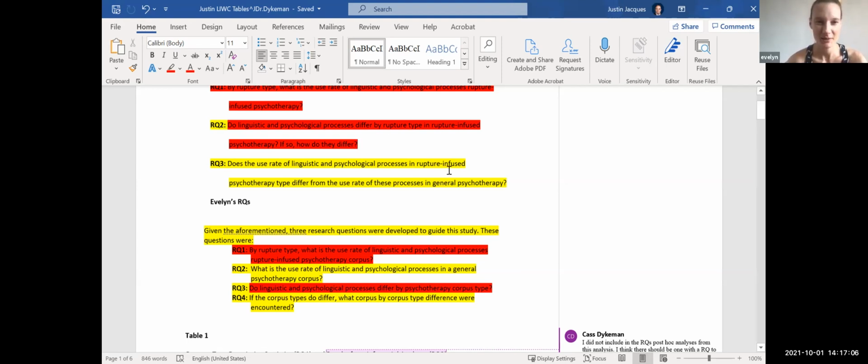So do linguistic and psychological processes differ by rupture type in rupture-infused psychotherapy? So we're looking at the whole universe of so-called rupture dialogues, and then we have categorized these different ruptures as mixed, confrontational, or what's the other? I keep forgetting. It goes confrontation, withdrawal, and then mixed. Yep. So of the universe of so-called rupture-infused dialogues, we now want to just compare these 3 categories that we've assigned. That's right. Okay, that's how I'm understanding that research question.